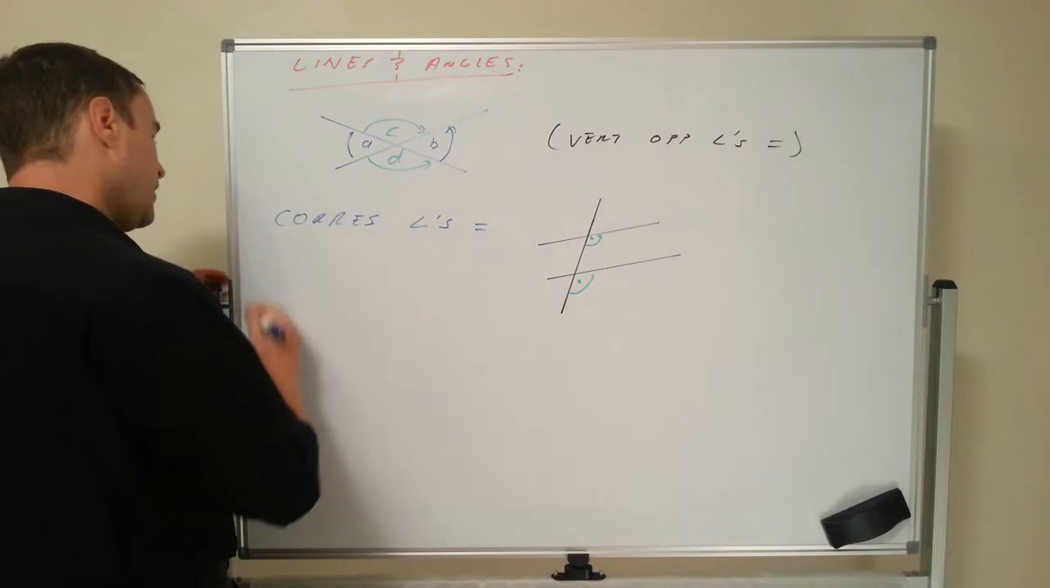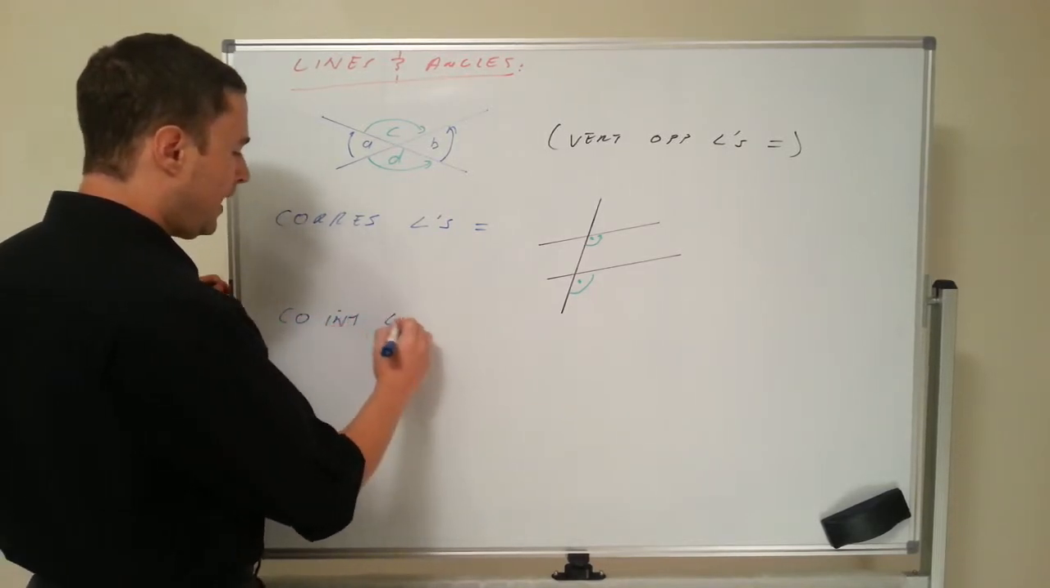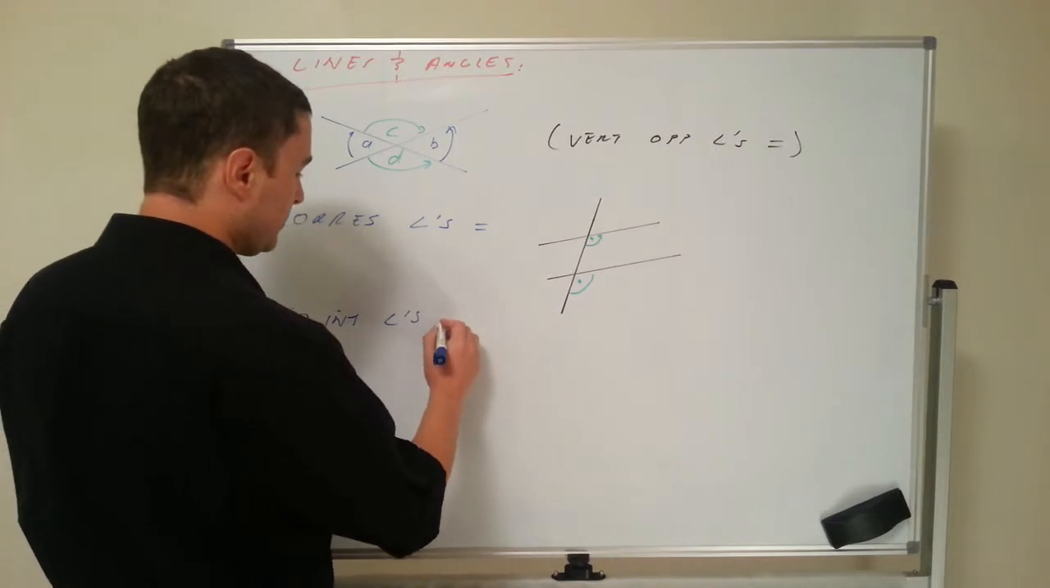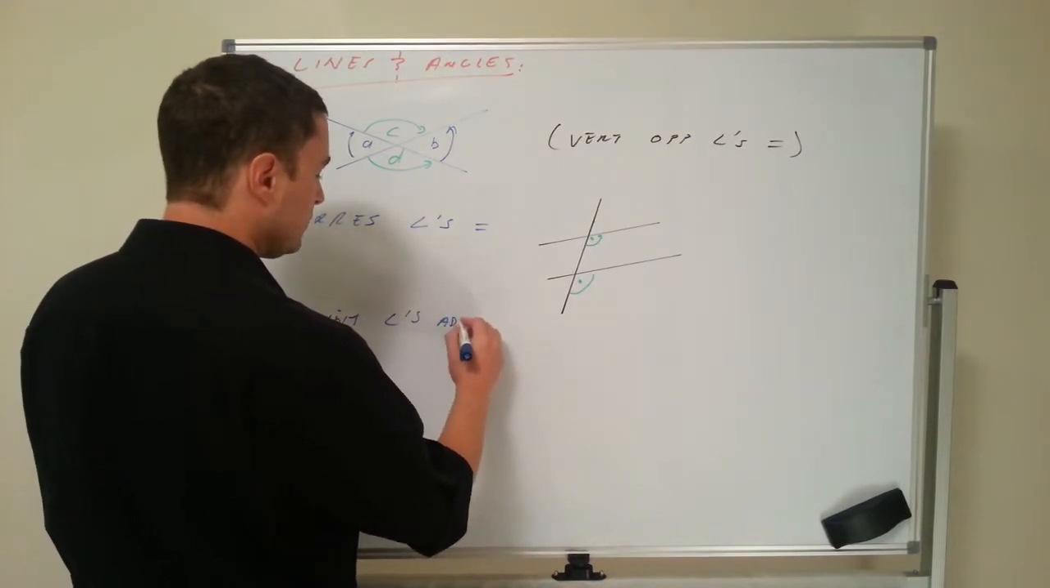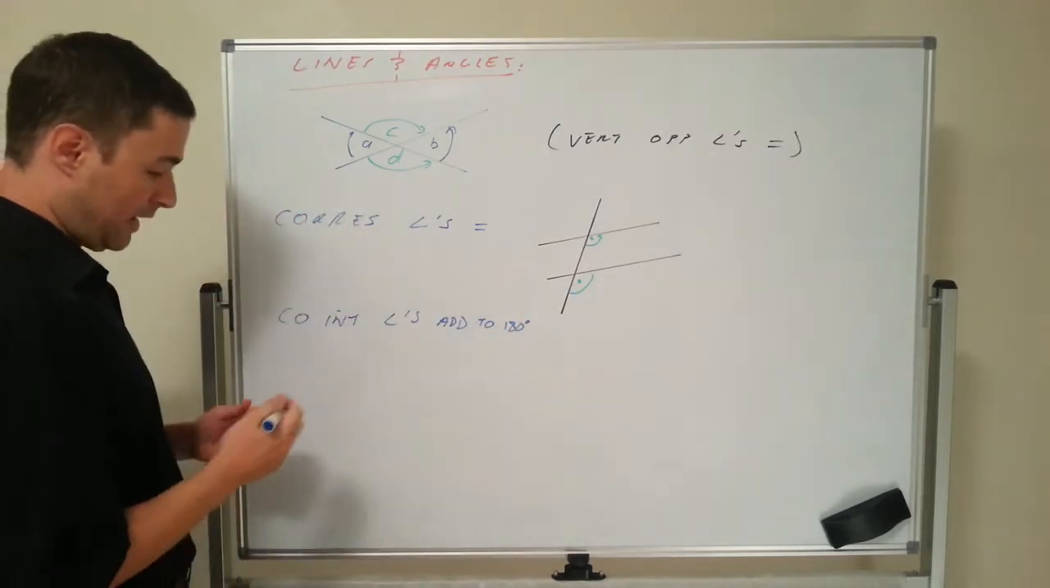Okay, the next one is co-interior. Co-interior angles are supplementary. Add to 180. Supplementary. Add to 180.